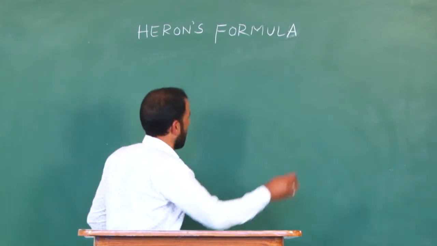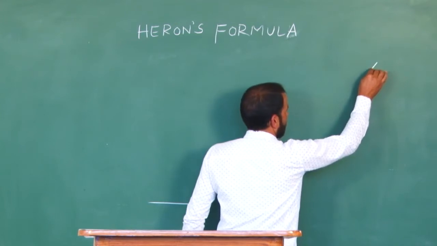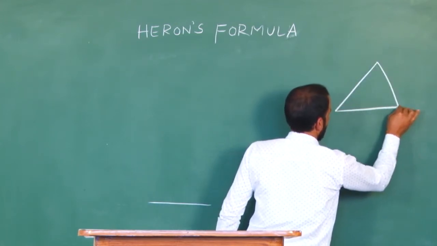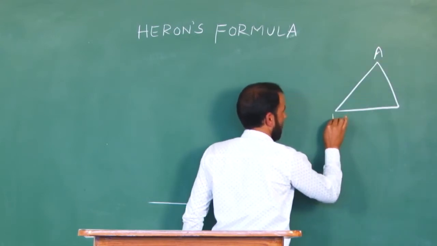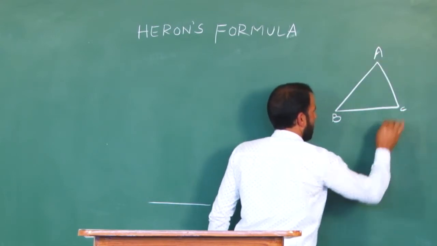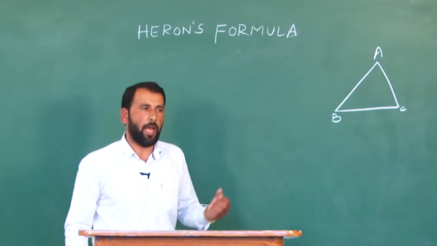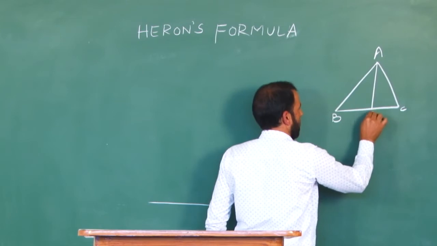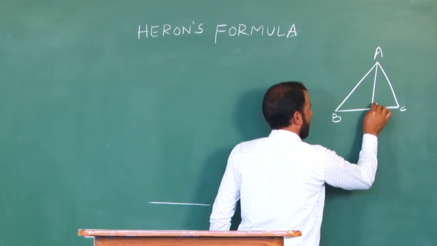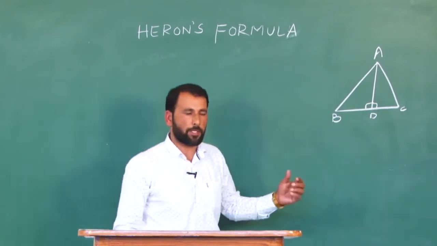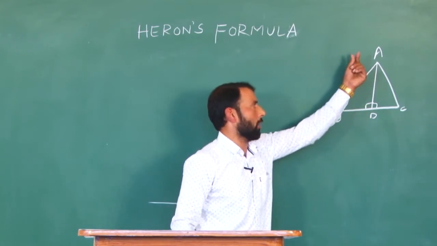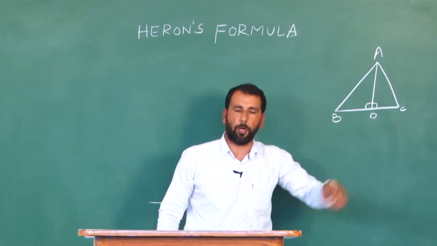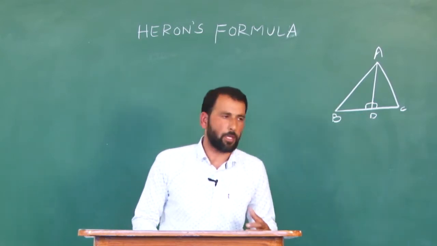So we shall draw a triangle here. Let us take a triangle ABC. This is A, B and C. And BC is the base of the triangle, and this triangle has a perpendicular, let it be AD. So this one is a triangle in which base is BC and the perpendicular or height is equal to AD. For this type of triangle, we use the formula 1/2 of base into altitude.